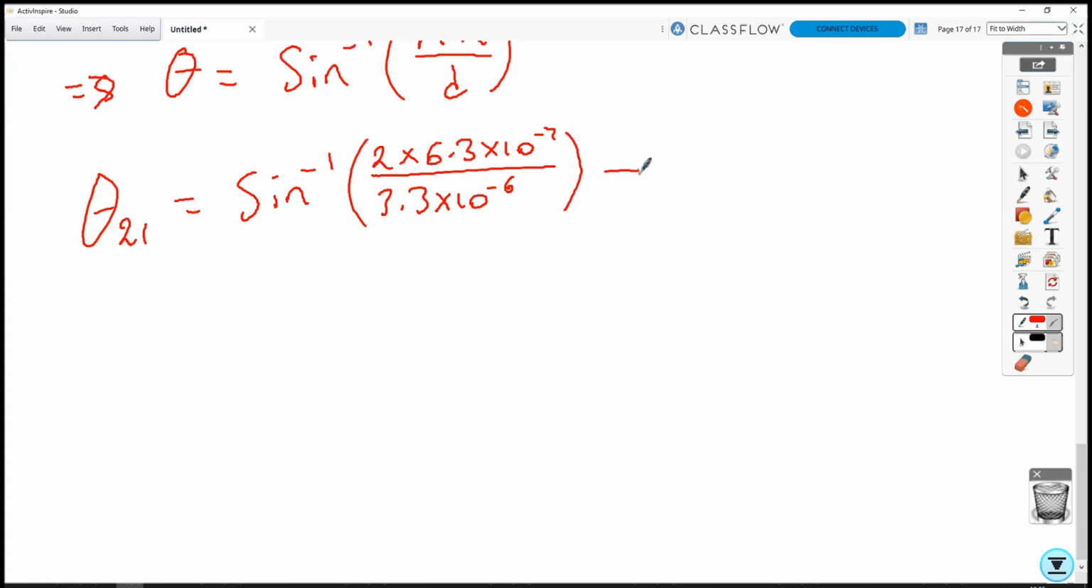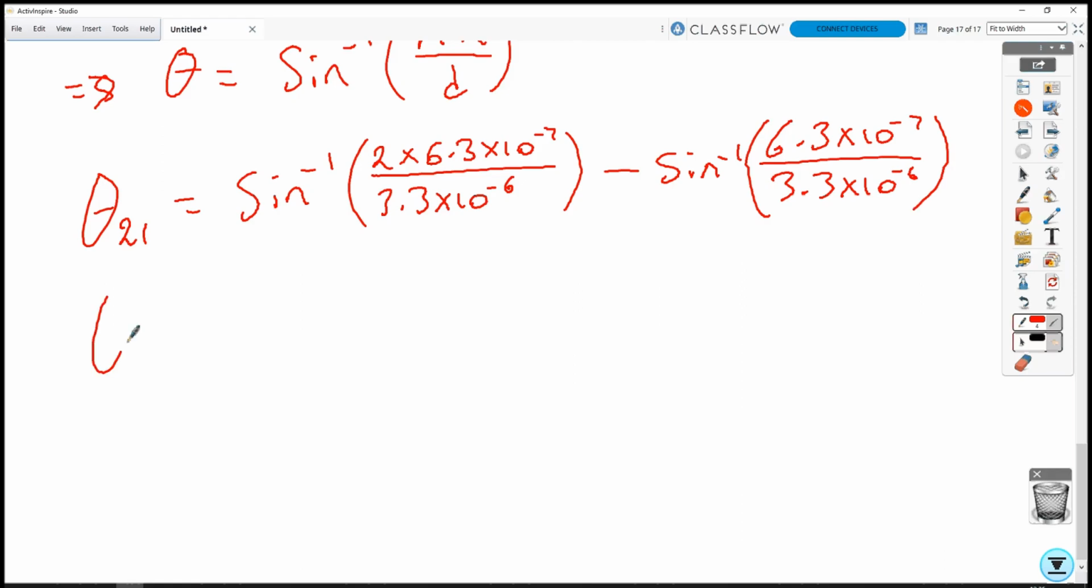And then we take away the angle for the first order, which is inverse sine of 6.3 times 10 to the minus 7. Here n is equal to 1, hence why I haven't got 1 times. All over 3.3 times 10 to the minus 6. So you put that into your calculator, you get an angle theta 2,1 is equal to 11 degrees. And that's the end of 3.2.2.